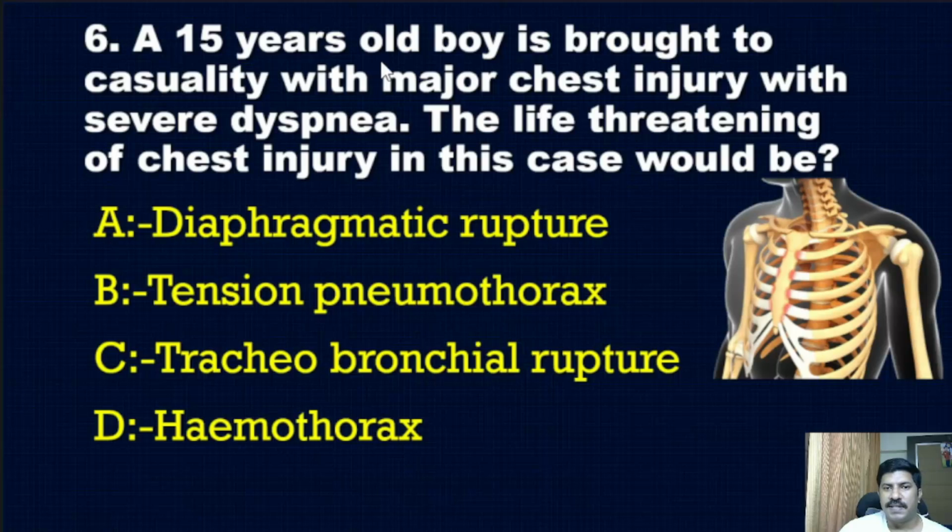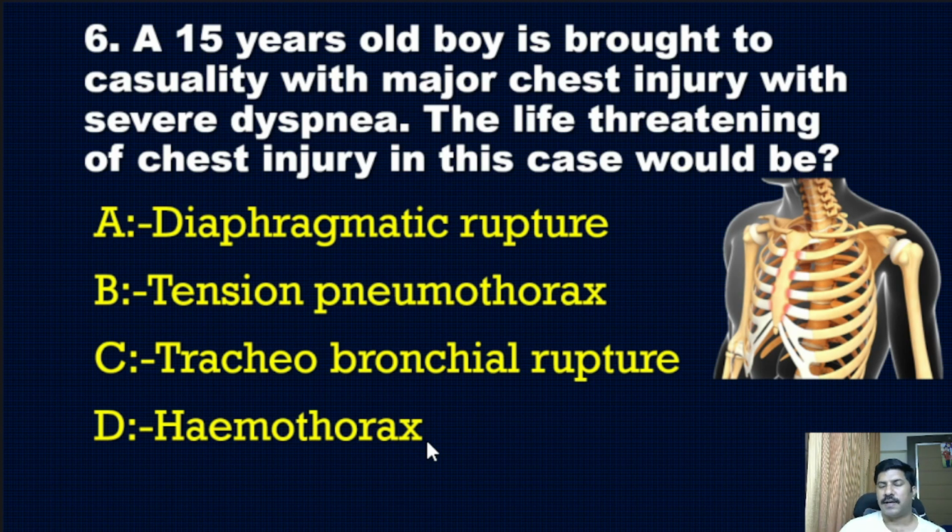Sixth question. A 15-year-old boy is brought to the casualty with major chest injury with severe dyspnea. The life-threatening complication of chest injury in this case would be. So the boy has a chest injury, and he is also experiencing severe dyspnea, breathing difficulty. In the case of an open chest injury, what would be the life-threatening cause? Option A, diaphragmatic rupture. Option B, tension pneumothorax. Option C, tracheobronchial rupture. Option D, hemothorax.